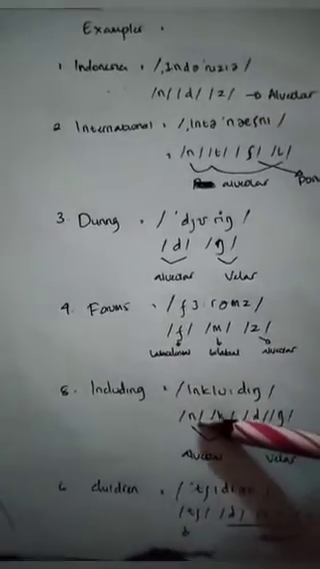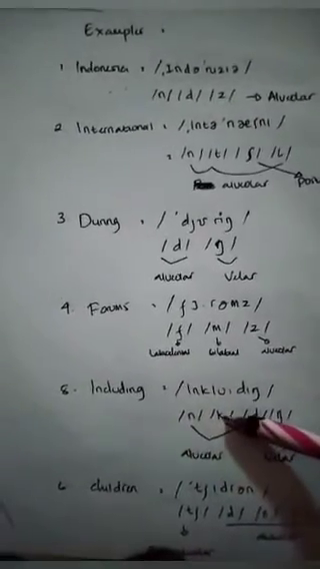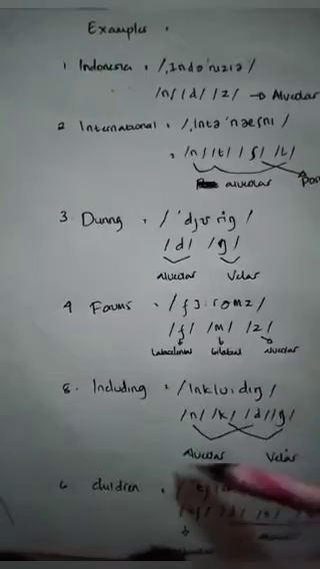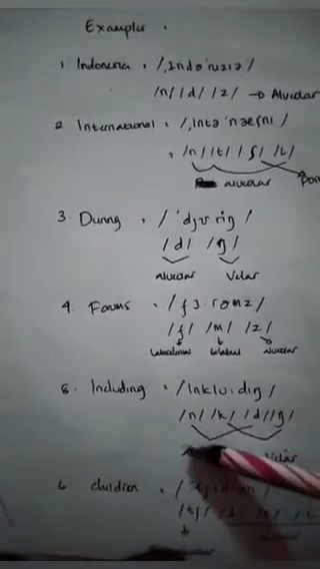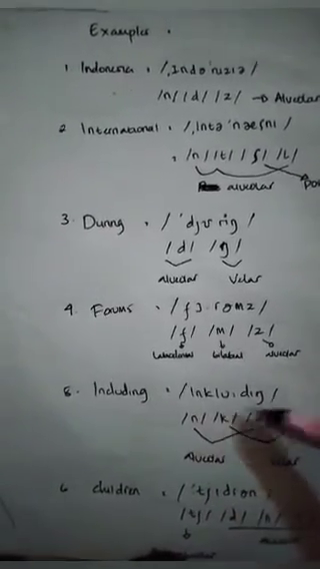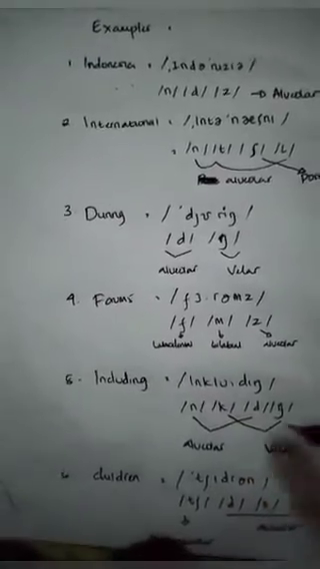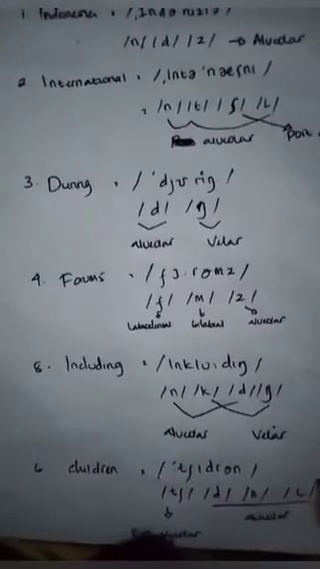Number 5, including. The sounds are n, k, d, ng. N and d are normally alveolar, k and ng are velar. The last is number 6, children. The sounds are ch, d, n, l. Ch is postalveolar, and d, n, l are alveolar.